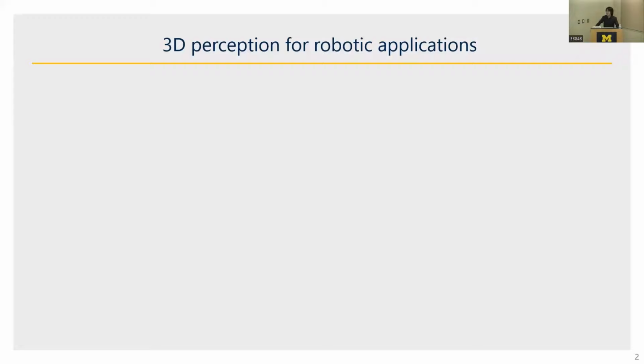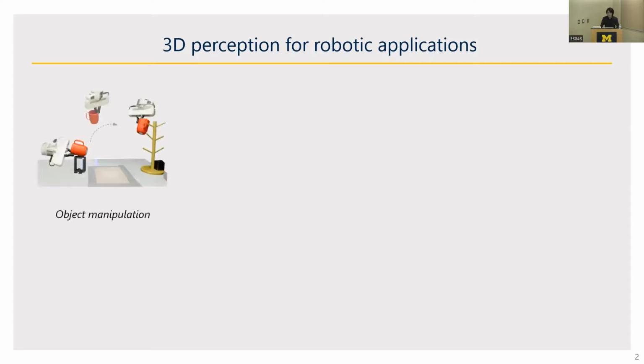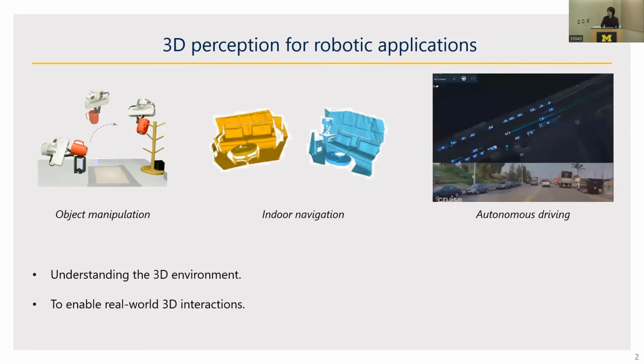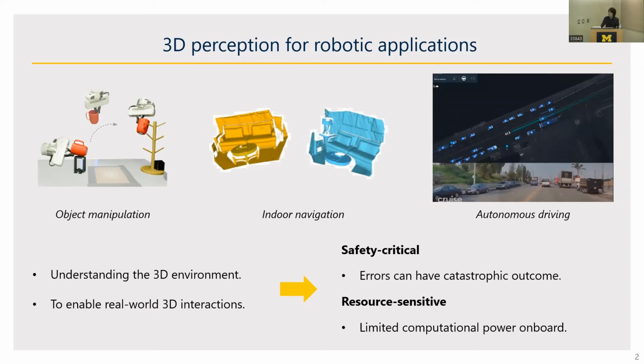3D perception is an essential task in a lot of robotic applications. Some examples include object manipulation, indoor navigation, and autonomous driving. In all these tasks, 3D perception enables the robot to understand the 3D environment and to interact with the 3D real world. Therefore, compared with general computer vision tasks, robotic 3D perception tasks have two features. First is safety critical. The second is resource sensitive. Because errors can have catastrophic outcomes, and there is usually limited computational power on board.